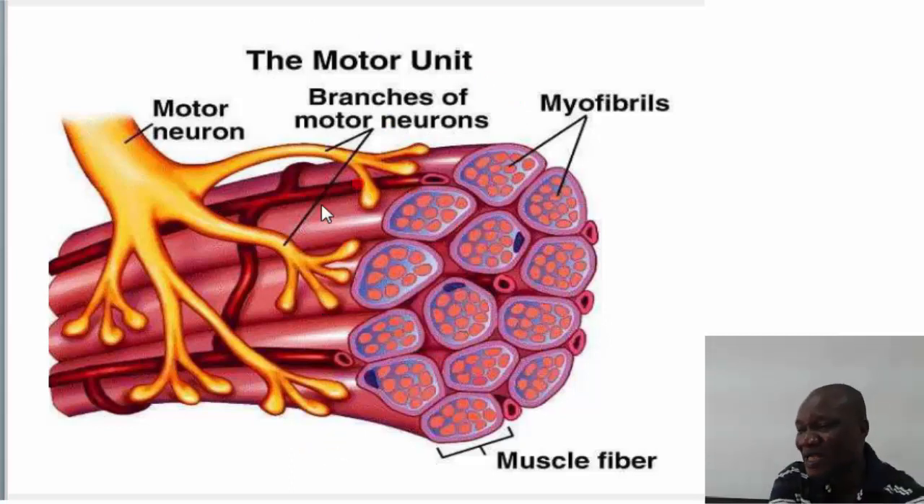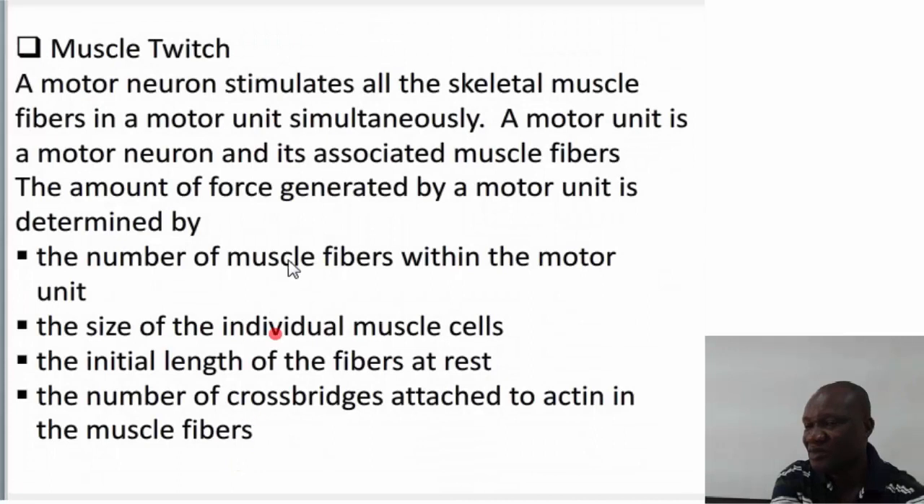The force generated by the muscle depends on the motor unit. So the force generated would depend on the number of muscle fibers in the motor unit, the size of the individual muscle fibers, the length of the muscle fibers at rest, and the number of cross bridges that will be attached to the actin filament. All these will determine the amount of force that will be generated by the motor neuron.